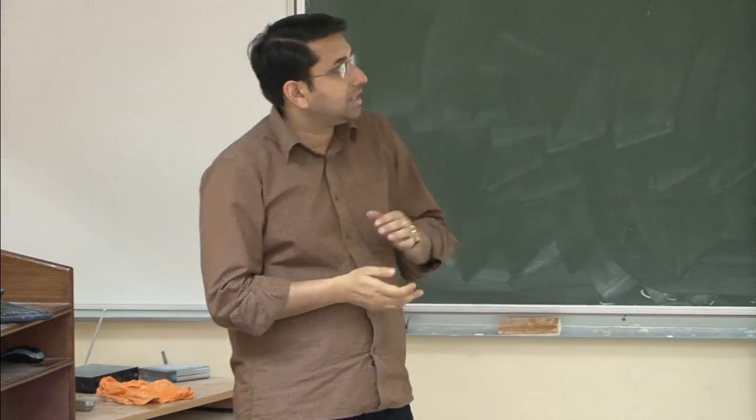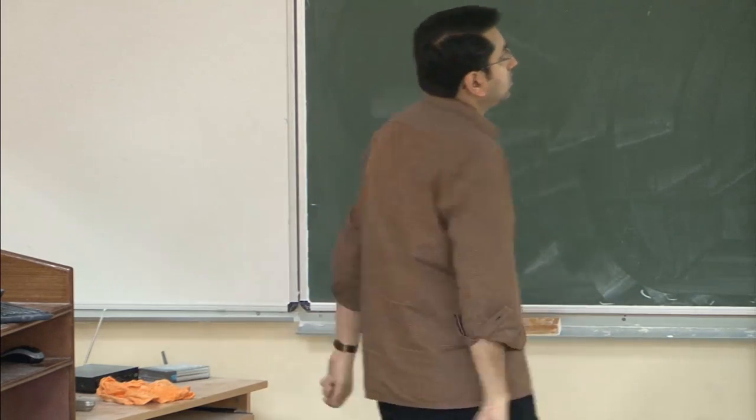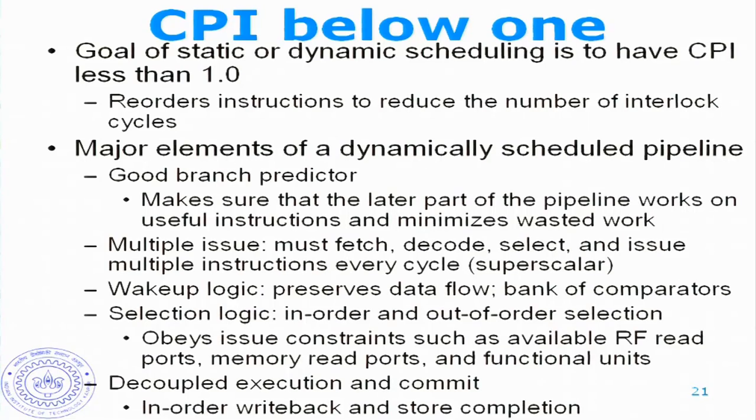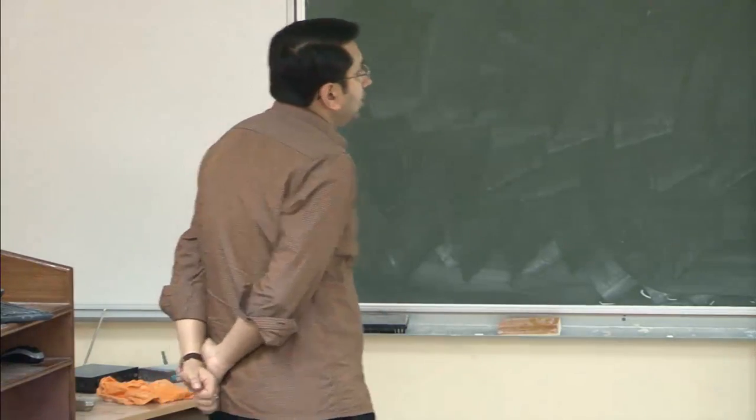The goal of static or dynamic scheduling is to have CPI less than 1. And the primary way to achieve that is to reorder instructions to reduce the number of stalls. So we have discussed the technique of dynamic scheduling.